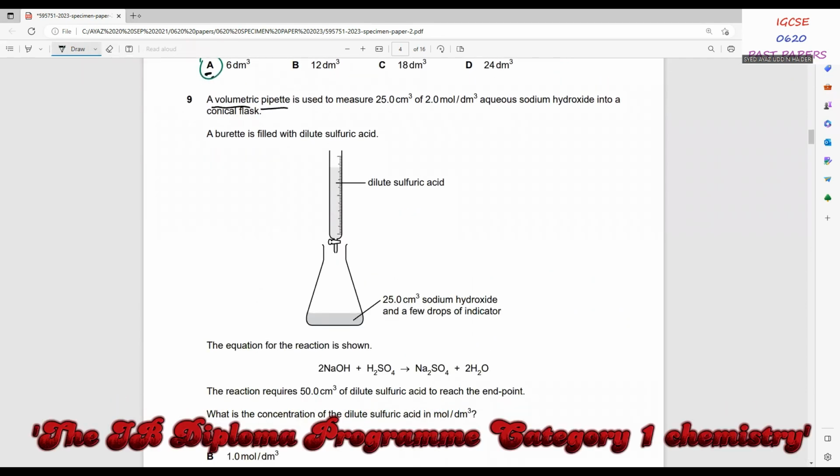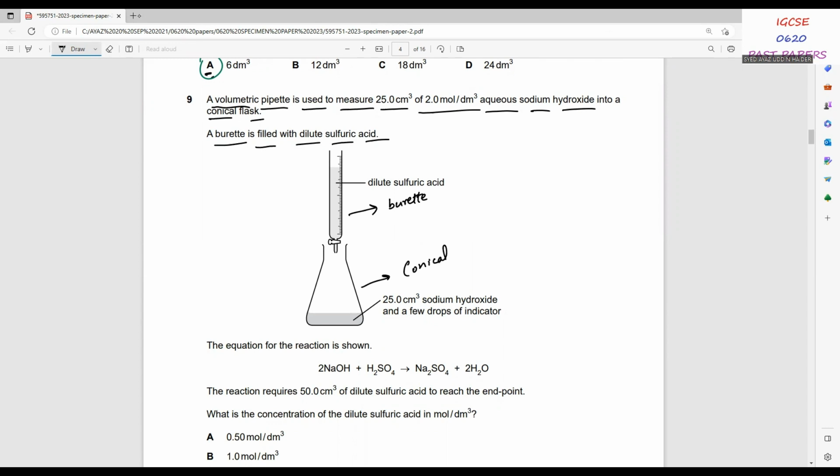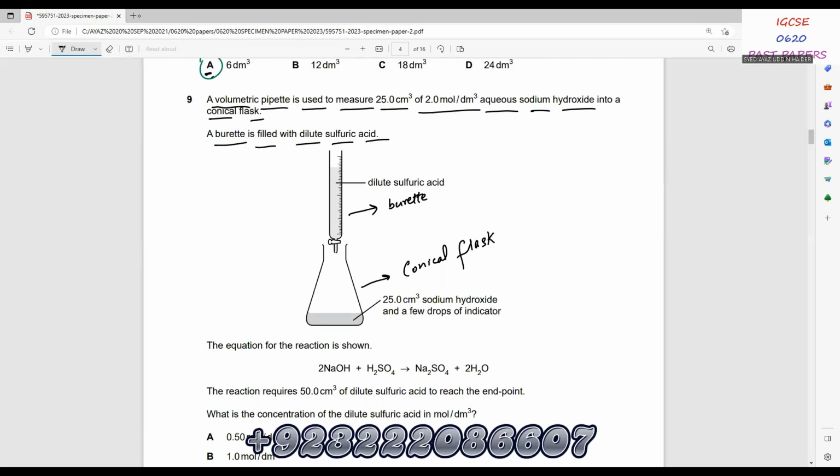A volumetric pipette is used to measure 25 centimeter cube of 2 mole per dm cube aqueous sodium hydroxide into a conical flask. A burette is filled with dilute sulfuric acid. This is burette, and this is conical flask. The equation for the reaction is shown. 2NaOH plus H2SO4 gives Na2SO4 plus 2H2O. The reaction requires 50 centimeter cube of dilute sulfuric acid to reach the end point. What is the concentration of dilute sulfuric acid in mole per dm cube?